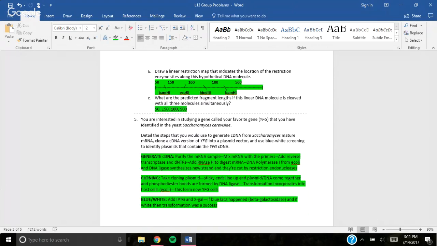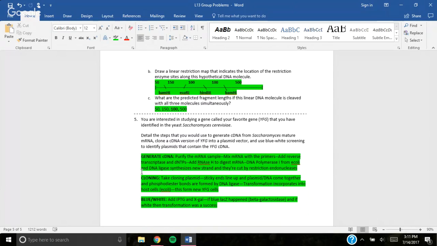To clone, you'd take that cloning plasmid, and the sticky ends of the plasmid would line up with the sticky ends of the DNA. They would come together and phosphodiester bonds would be formed by the DNA ligase. Transformation incorporates it into the host cells, the E. coli cells, and this would form new YFG cells.